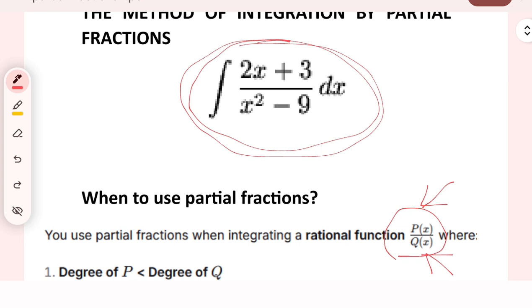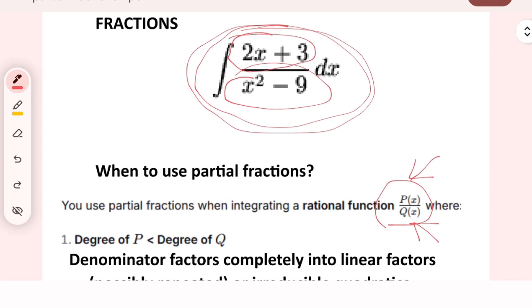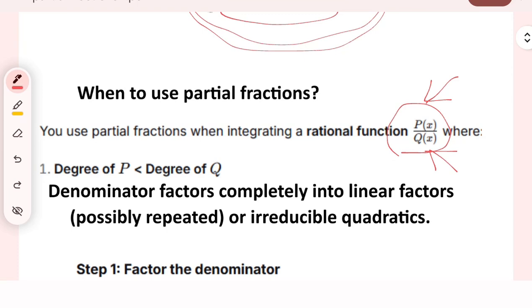If we look at our problem here, that is actually correct. Here is our p. The degree, the highest power, is actually 1. The denominator is x squared minus 9. The highest power, or degree, there is 2. So that means p is less than q, or the numerator has a lesser degree than the denominator q. So that's the first rule, when to use a partial fraction.